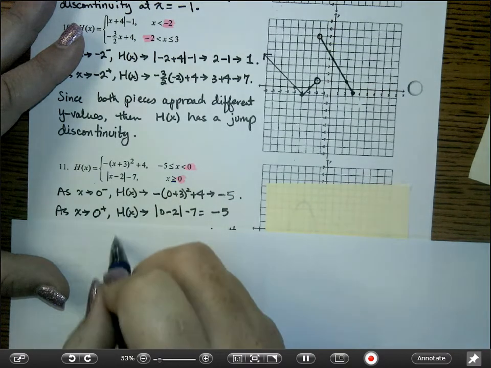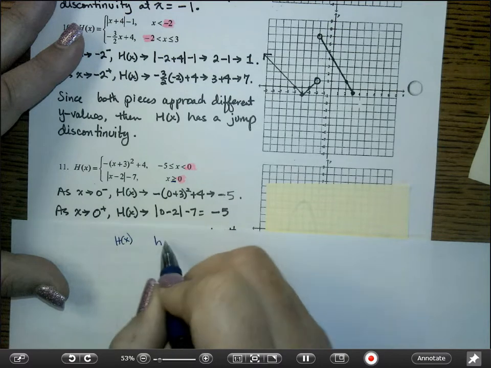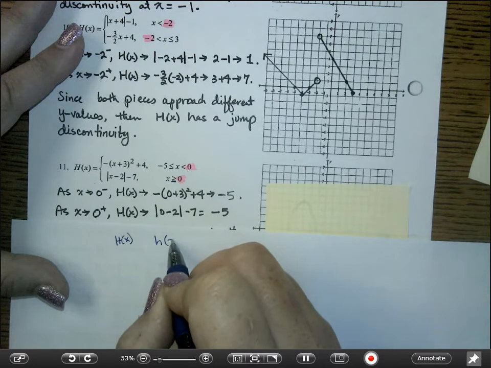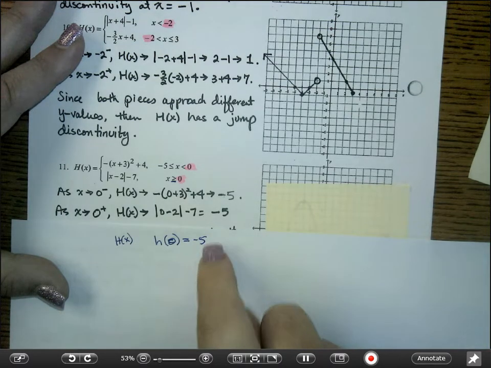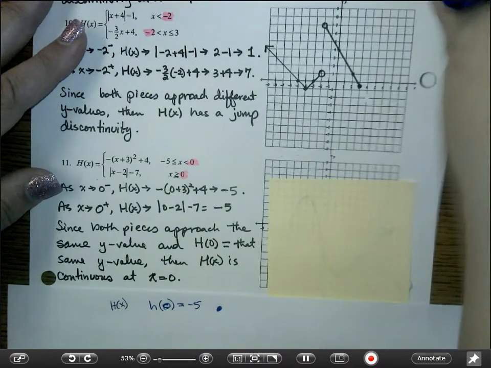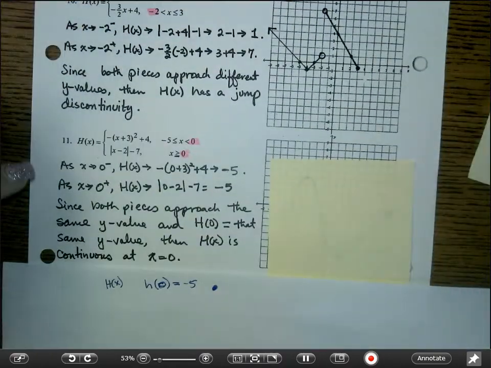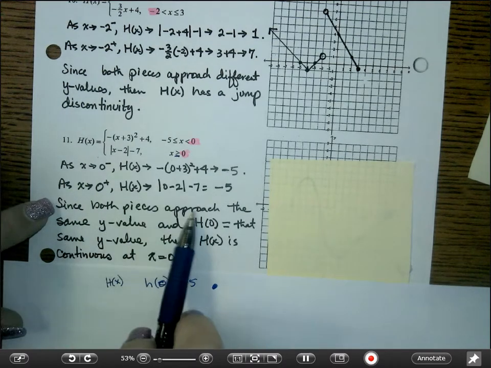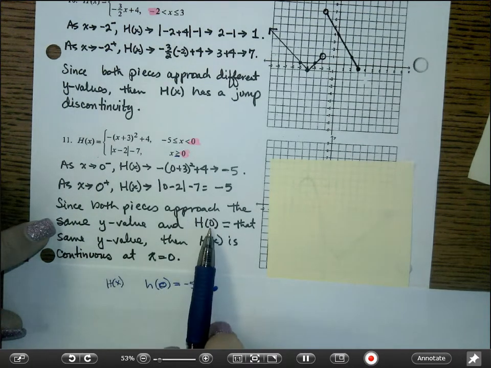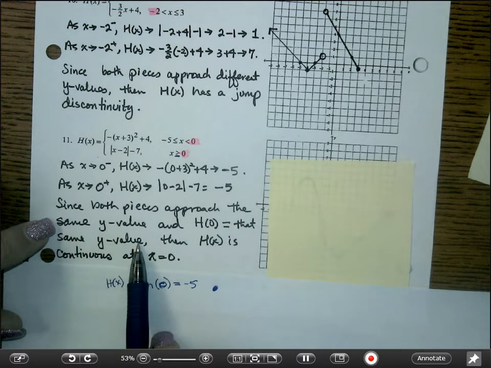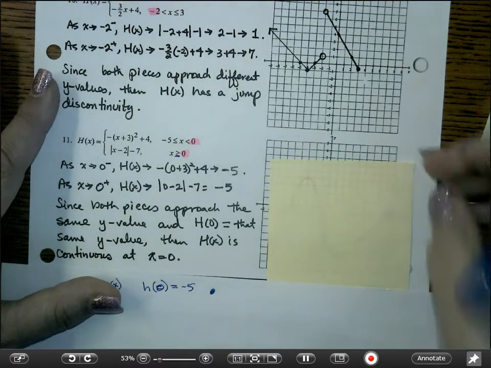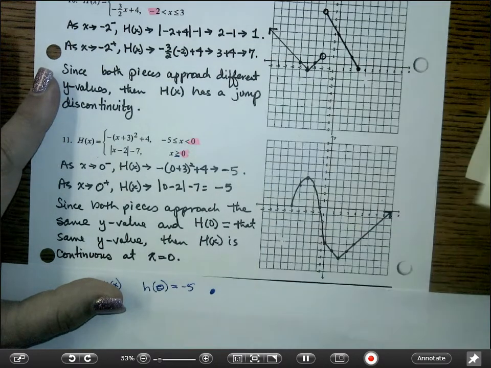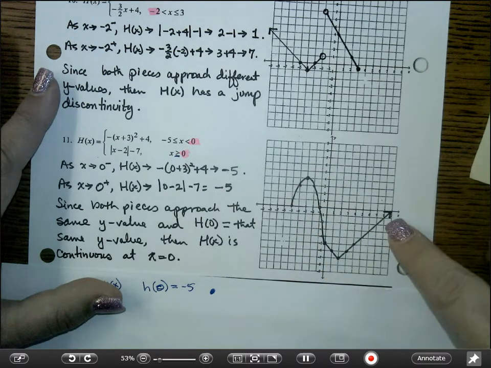So we know that h of 0 equals -5, then that means it's defined at that spot, so it would be a closed dot. So here is the explanation for that, right? Since both pieces approach the same y value, and h of 0 equals that same y value, then h of x is continuous at x equals 0. So if I were to graph, then you can see that there's no break in the graph.